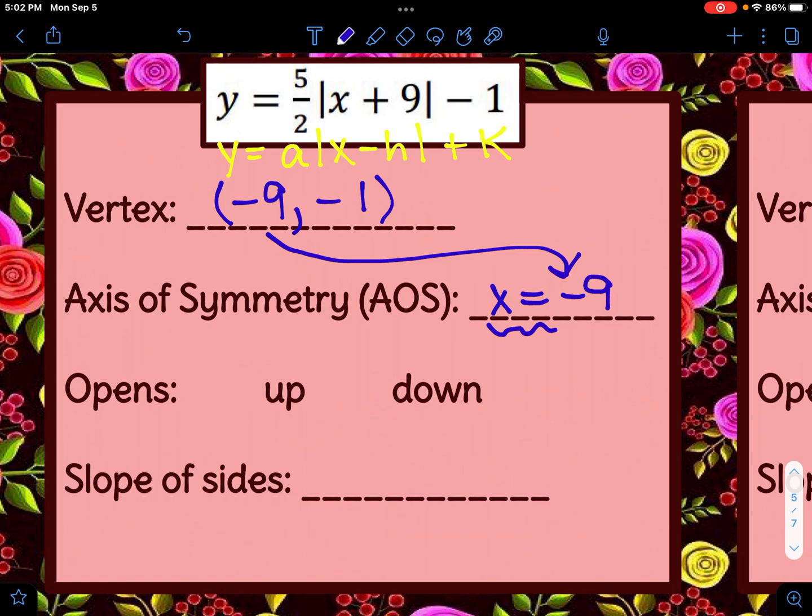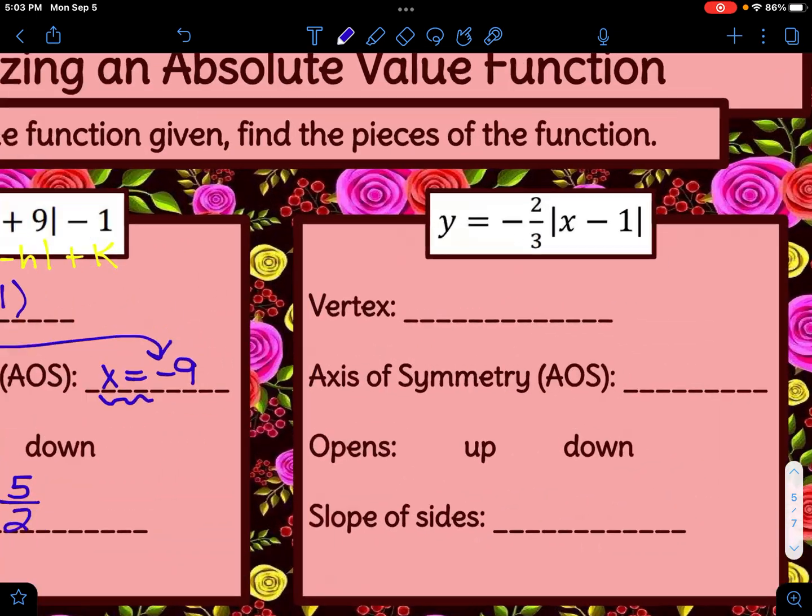Okay, to see if this opens up or down, I'm going to look at the sign of a. A here looks like it's 5/2. That looks positive, so that is going to open up. And the slope of the sides is going to be 5/2.